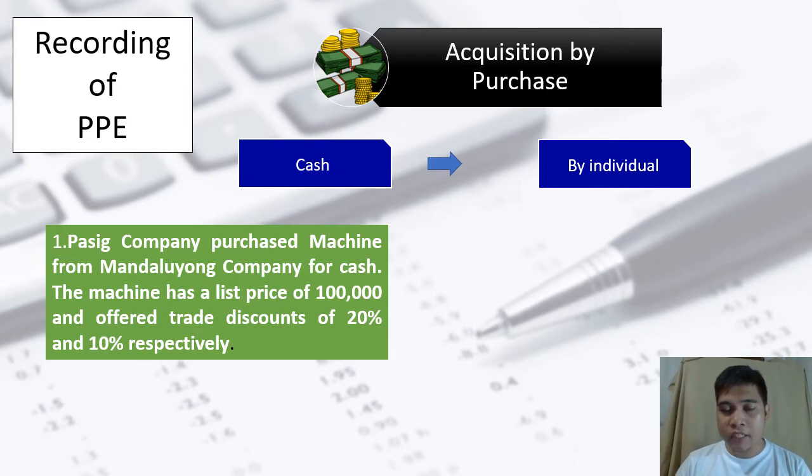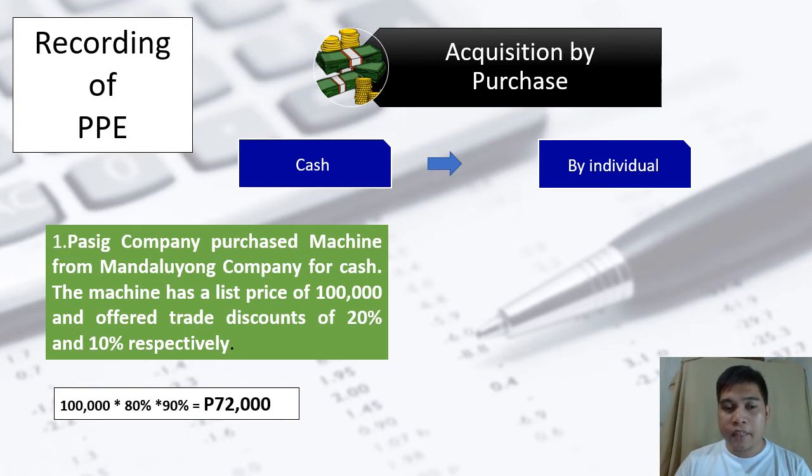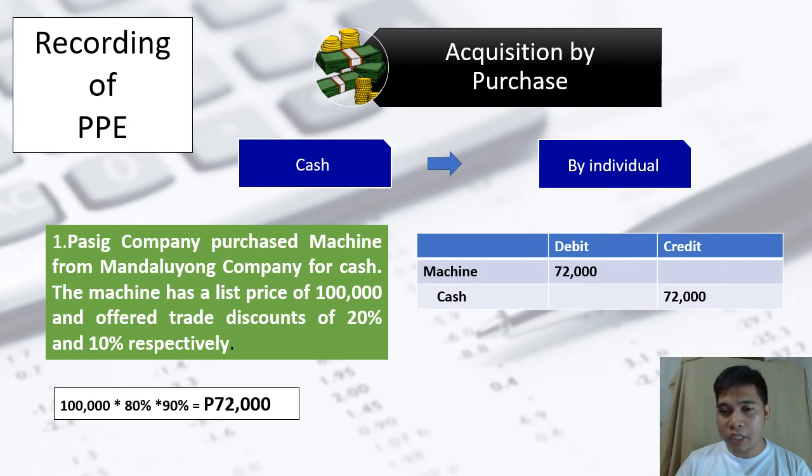To record the transaction, simply get first the cash price. To get the cash price, 100,000 pesos, which is the list price, multiply by the net of trade discount of 80%, times 90%, net of trade discount ng 10%, makuha natin yung cash price na 72,000. So, to record the transaction, simply debit machine 72,000, then credit cash 72,000.